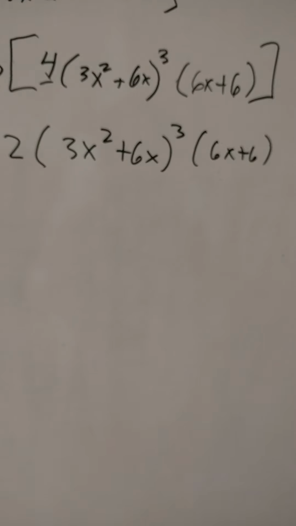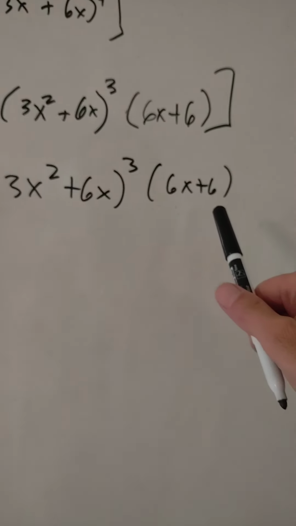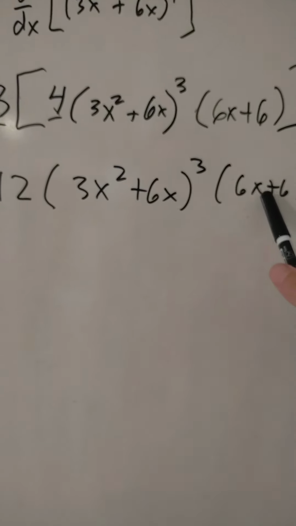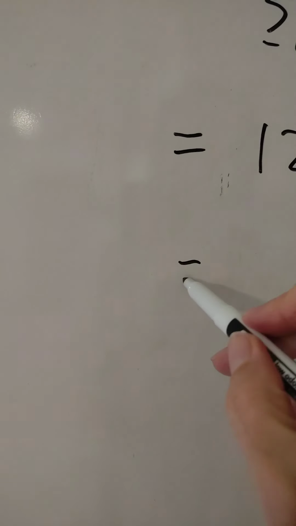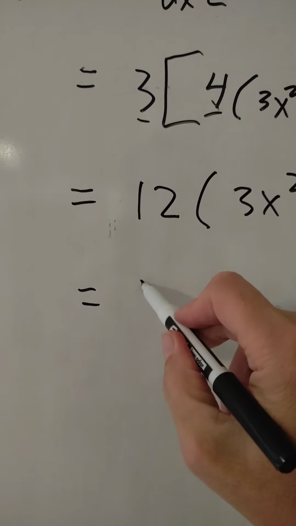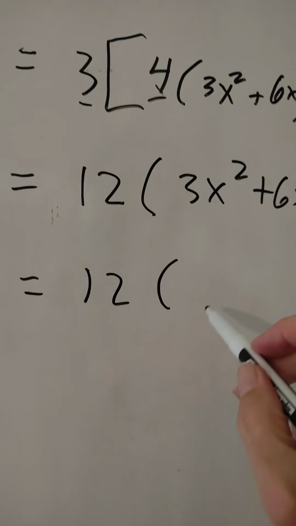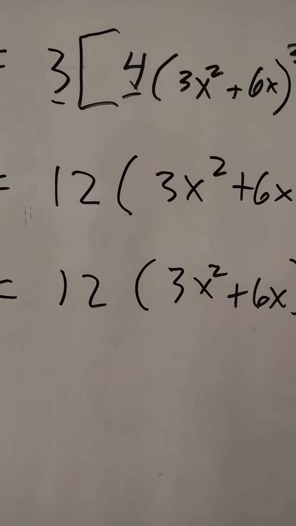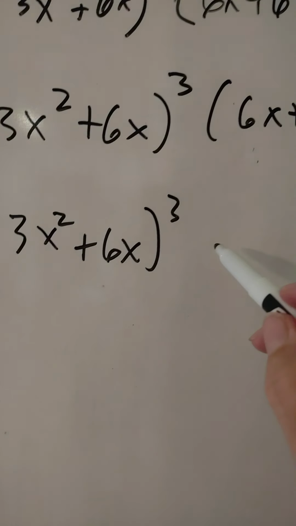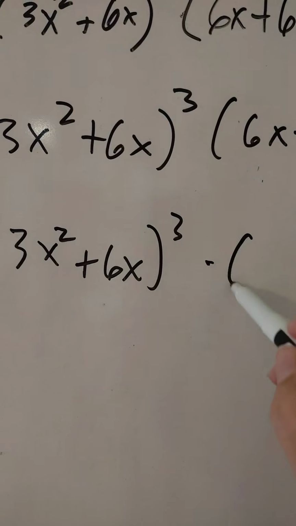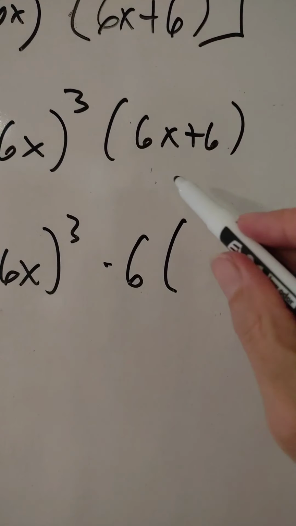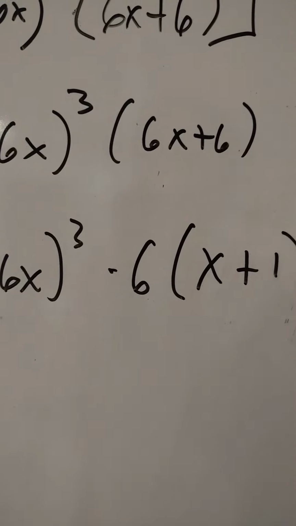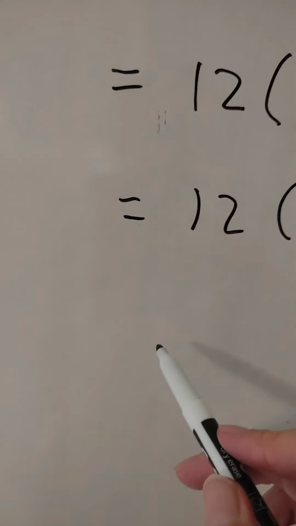Okay, so normally I would accept this as a final answer, but I do notice I can pull out a 6 here, because that's the GCF for this factor. So let me do that. So now we've got equals 12 times the 3x squared plus 6x all cubed. And then if I pull out a 6, I'm going to write times 6 times. When I pull out the 6, the GCF, I'm left with x plus 1. It's always nice to simplify when you can.